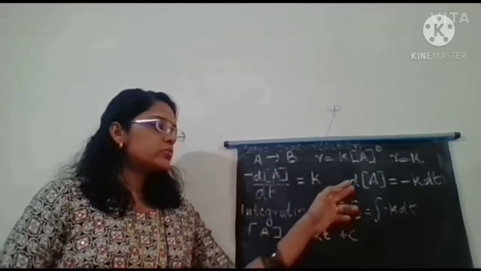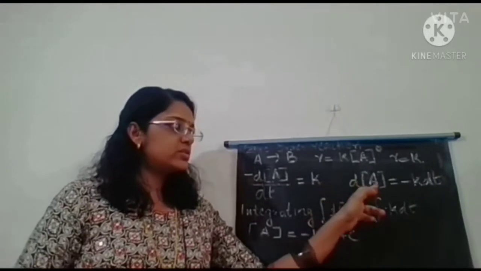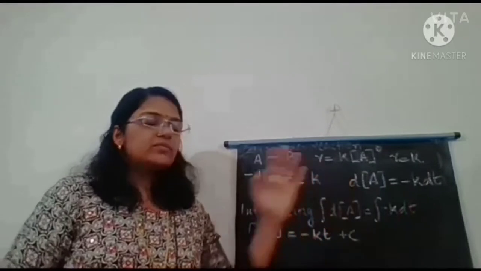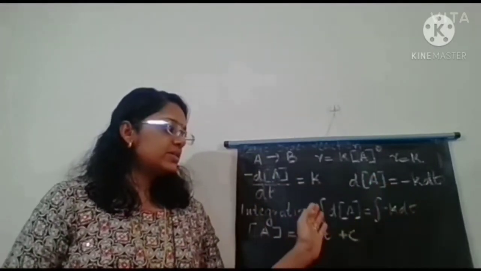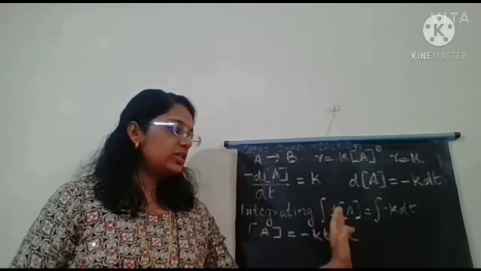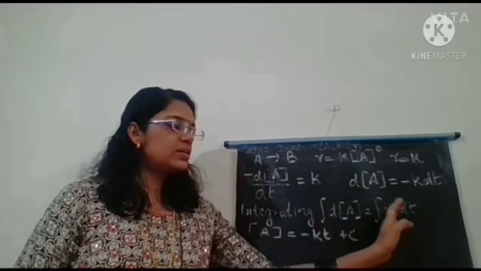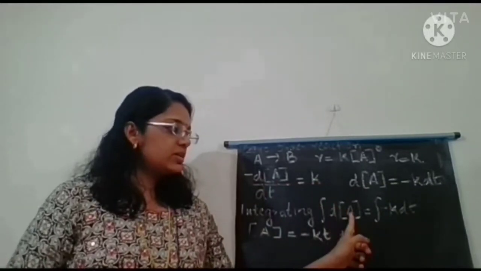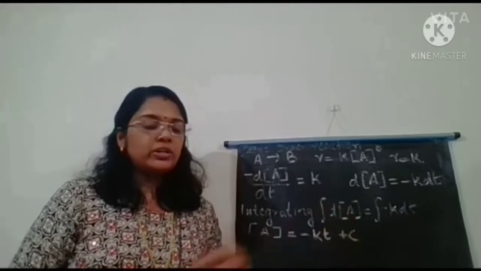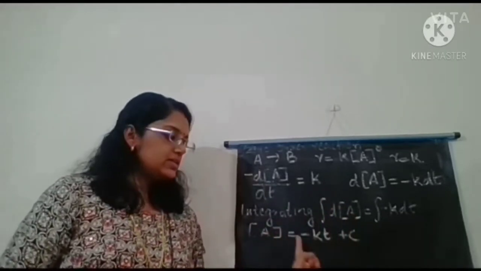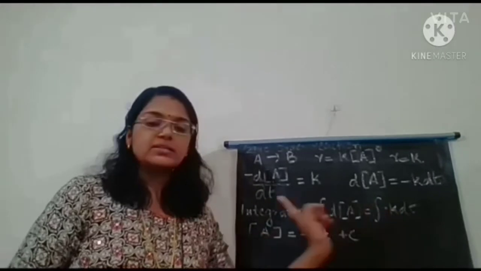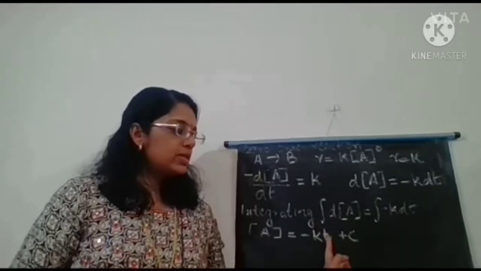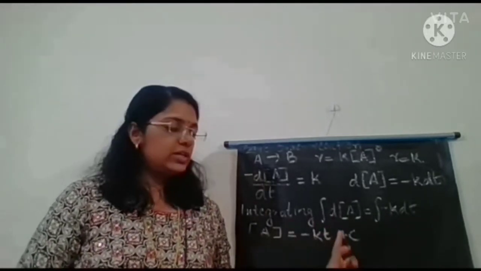On rearranging, that is on cross multiplying, we can write it as d of concentration of A is equal to minus K dt. Then we can integrate on both sides, that is integrating dA is equal to integrating minus K dt. When we integrate dA, we get concentration of A is equal to minus K, which is a constant, so we can put it outside, and integrating dt we get t, plus a constant of integration, that is C.